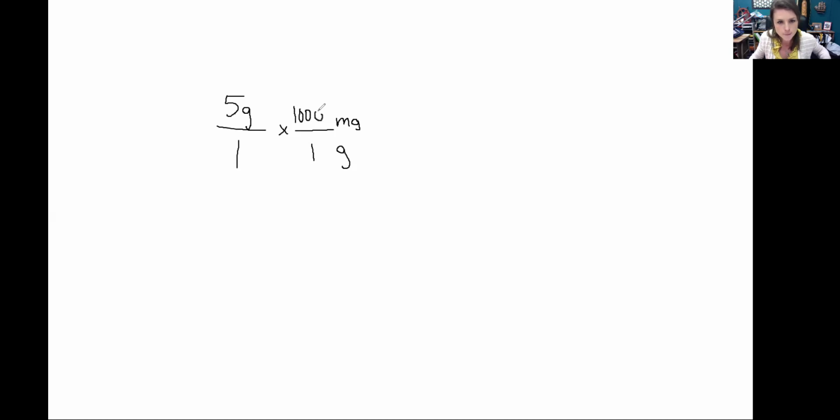As long as I have my 1 in there, I still have my conversion factor. Now, like the last one, the 1 is on the bottom, but that's okay. So now I can still cross out my grams, right? And then I just multiply straight across. 5 times 1,000 is 5,000 milligrams.